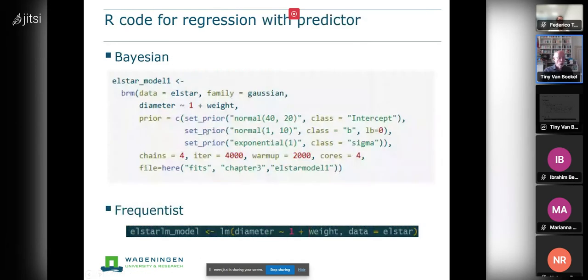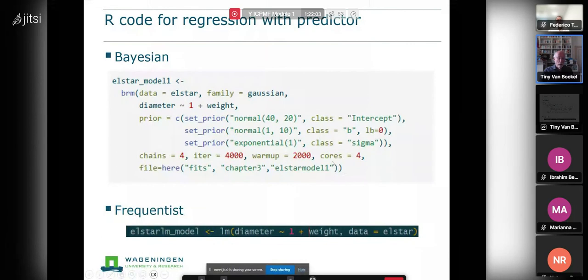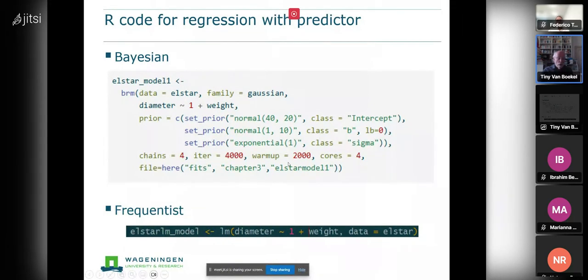And here is the code again to show that it is basically simple, but you need to specify. Again, we assume a normal distribution. Now we are going to regress the diameter versus the weight. And the one means we want an intercept. We have to specify our priors for the intercept, for the slope, and for the standard deviation. We also have to specify how many iterations we want to do in the Markov chain Monte Carlo sampling.